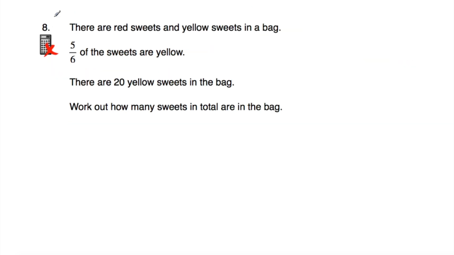Okay, let's look at our next question, question number 8. Question number 8 says there are red and yellow sweets in a bag, and 5/6 of the sweets in the bag are yellow, and there's 20 yellow sweets in the bag. The question says, how many sweets are in the bag in total?